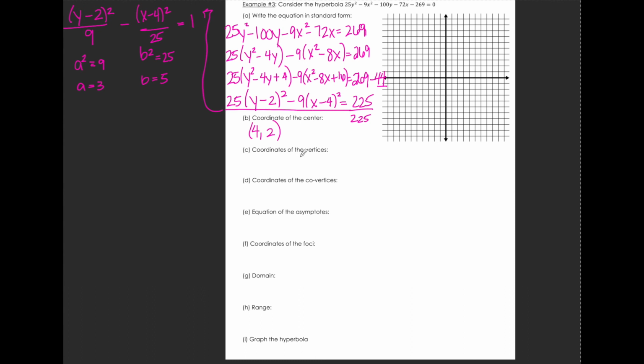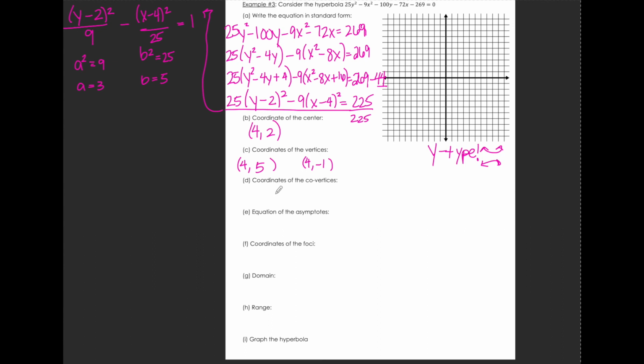The vertices are going to be a units away from the center, and since this is a y type, because the leading term is a y squared term, this thing is opening up and down. So I'm going to write that over here. This is a y type, and it's going to open up and down, which means my vertices are a units above and below the center. So I'm going to leave the 4, and I have to add a to 2. So 2 plus 3 is 5, and subtract a from 2. So 2 minus 3 is negative 1.